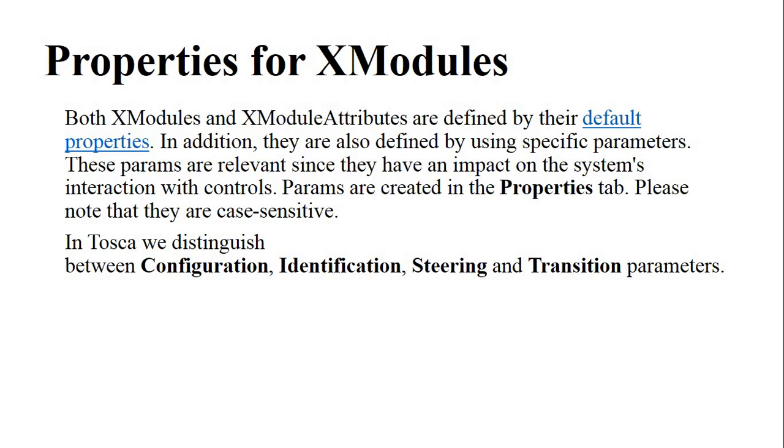Like you have some specific parameters that have significance when you are interacting with the controls on the UI. These specific parameters are mainly divided into four parts: the configuration parameter, identification parameter, steering parameter, and the transition parameter. So we'll see them one by one, and we'll start with the configuration parameter.